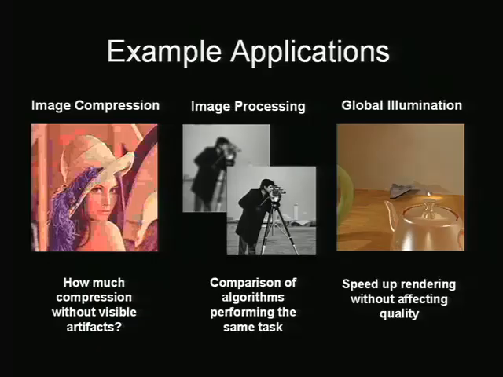So image quality information can be helpful in various instances. For example, an image can be compressed until some disturbing compression artifacts start to appear. Similarly, image processing algorithms performing the same task can be compared to each other by assessing the quality of their results. On the other hand, global illumination algorithms can be steered by the image quality information, and a speed up can be achieved by rendering only those details that affect quality.